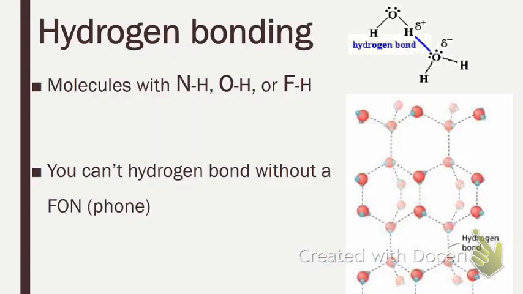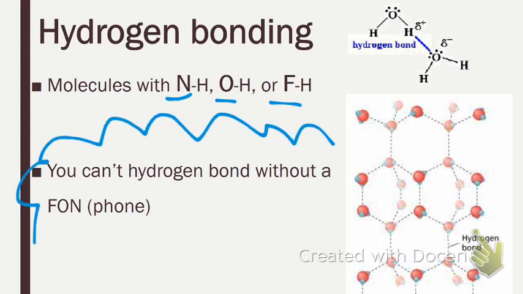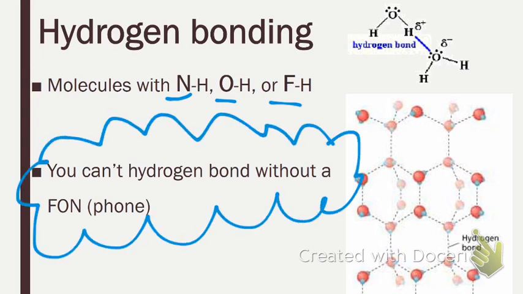Now, our last type of intermolecular force is called hydrogen bonding. Now, this is still not a bond, but in order for hydrogen bonding to occur, you have to have hydrogen bonded to one of these 3 elements, N, O, or F. Or the way I remember it, and I know it's silly, you can't hydrogen bond without a phone. You can't talk to your friends and bond with your friends without a phone either. And you can't hydrogen bond without a phone. It's just this phone is fluorine, oxygen, or nitrogen.